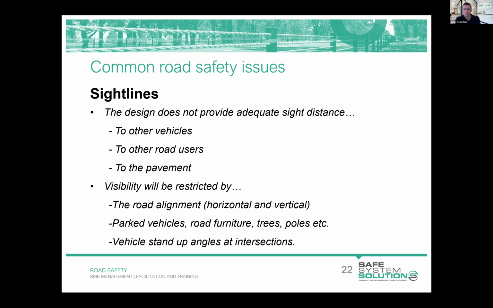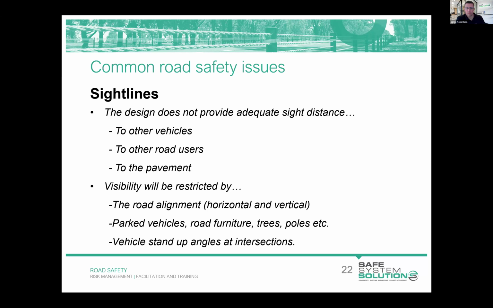Sight distance is often restricted by roadside objects or the road alignment. Horizontal and vertical curves can have a real impact on available sight distance. And some of these things can't be picked up necessarily from a desktop review. So get out there on site and think about these types of obstructions. Large signs near pedestrian crossing points, things like that are common issues that you might come across.